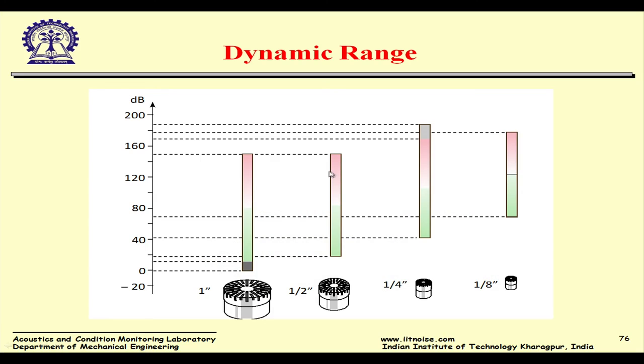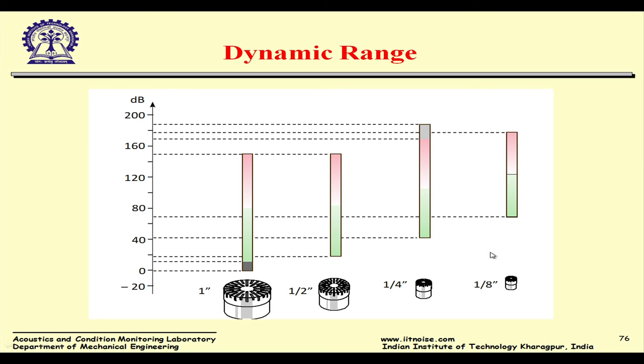It's like that horse jockey. If you have been to horse racing, you would have seen the jockeys are very short. Why? Because you do not want to load your horse and decrease its dynamic response. So a smaller microphone has a higher response but lesser sensitivity. So they come with different dynamic ranges, and then you get to select.